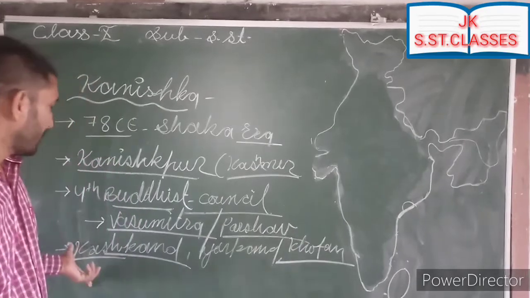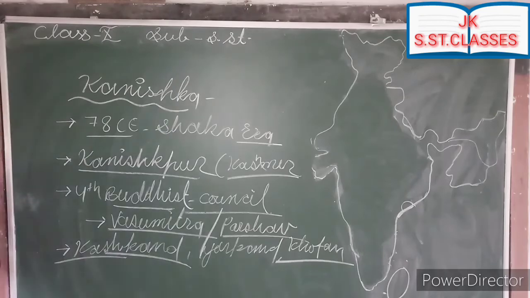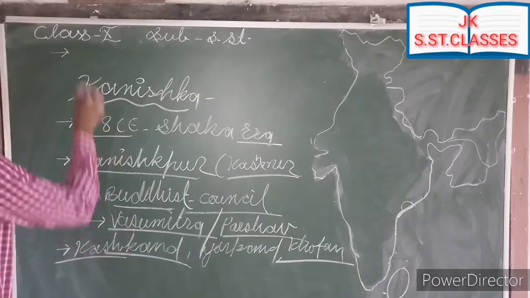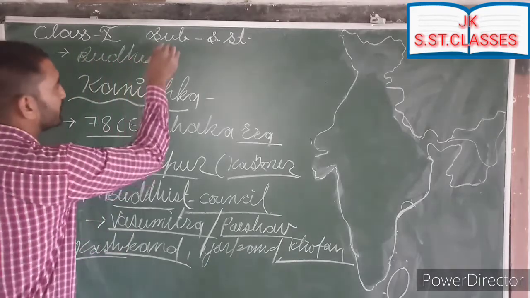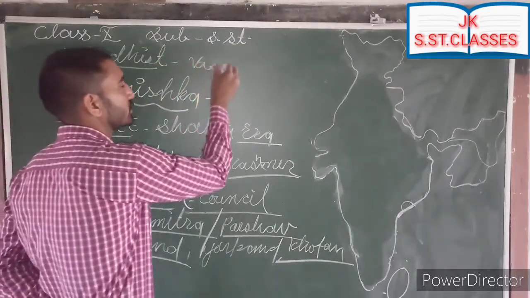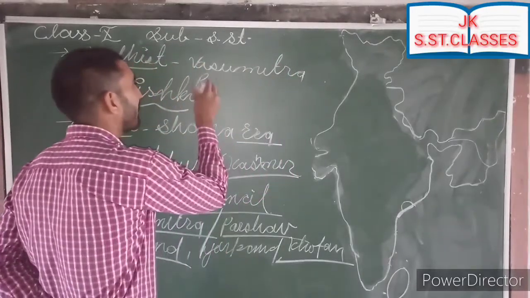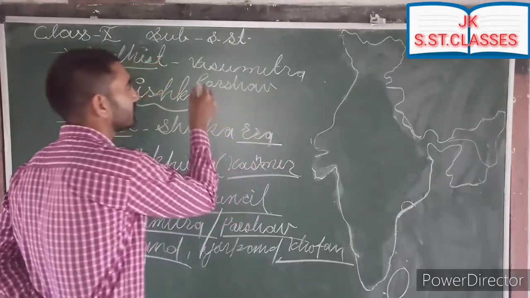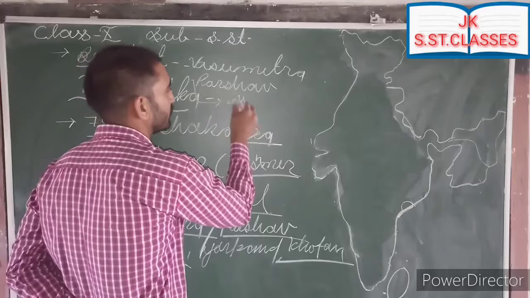Okay. After that, the next most important thing related with Kanishka, and that is, in the court of Kanishka, three Buddhist scholars were present. Three Buddhist scholars, which were Vashumitra, Parsav, and Ashwaghosh.